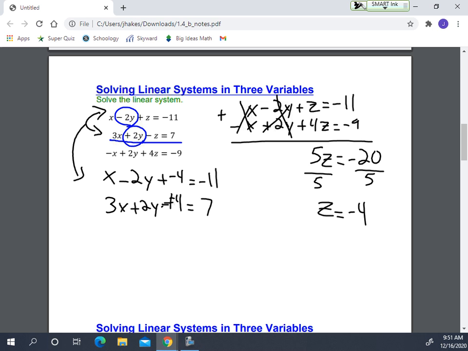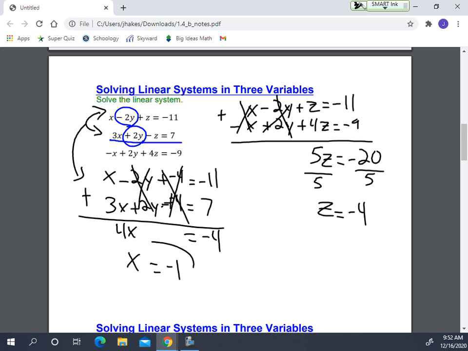What cancels? Our y's cancel, right? So we're adding these together. Our y's cancel, our z's cancel, and we're left with 4x is equal to negative 11 plus 7, which is negative 4. So x is equal to negative 1.